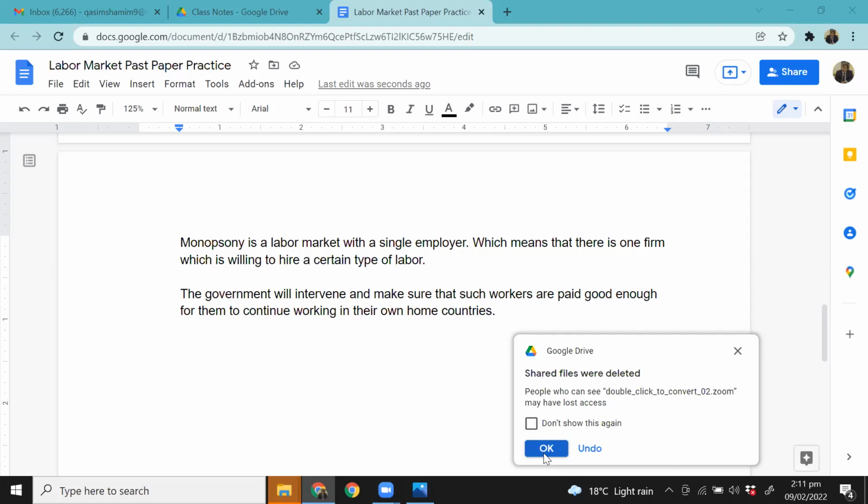So why are they doing that? They're just trying to motivate them, to increase their incentives, so that more smart and intelligent people choose the occupation of armed forces rather than working in some other sectors. So that's how they do it.